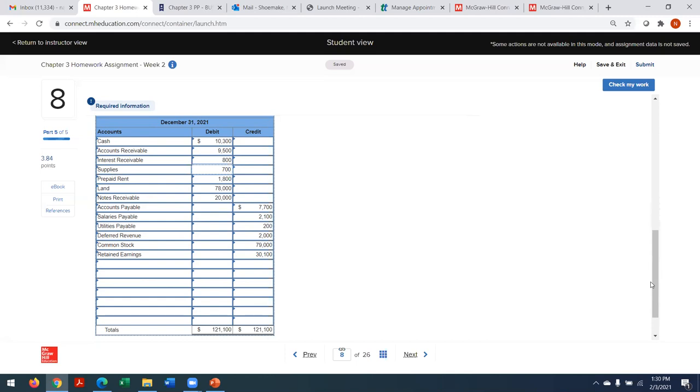I think I know why. Never mind. I was going to ask why common stock and retained earnings were on that side. Because they are stockholders' equity accounts, and they're on the right side of the accounting equation. Therefore, they have a normal credit balance.